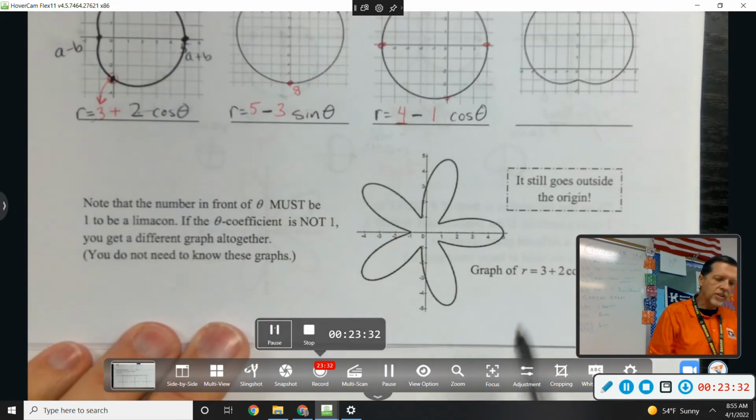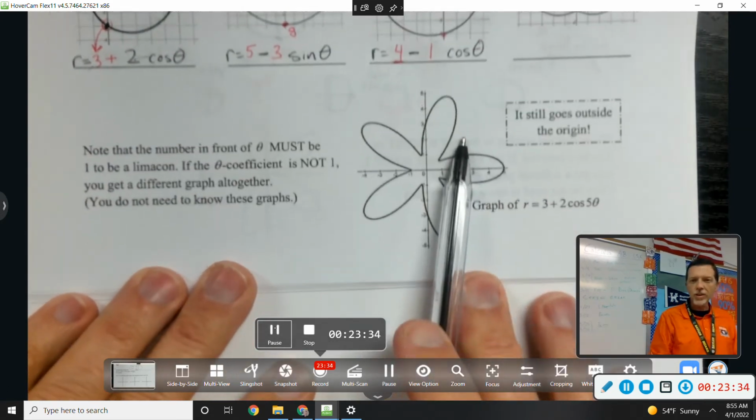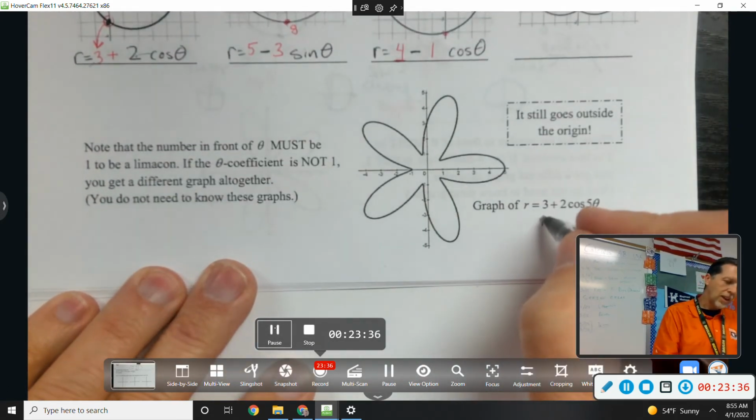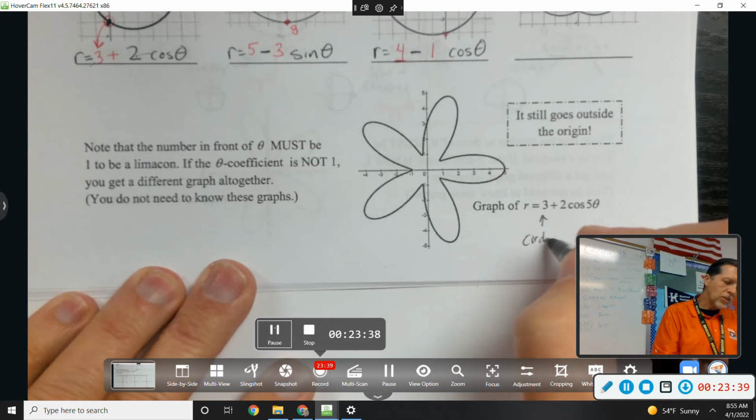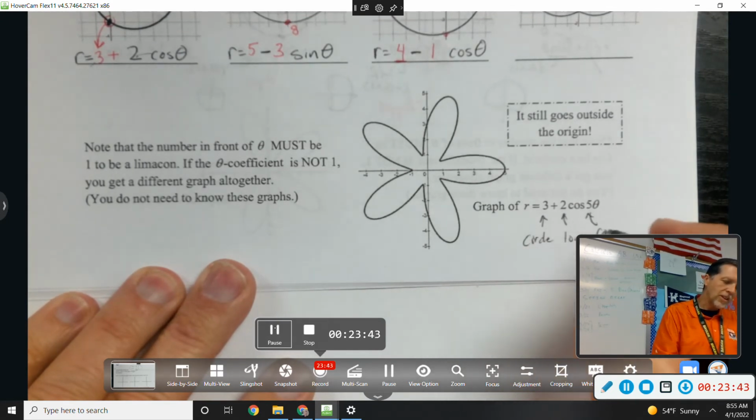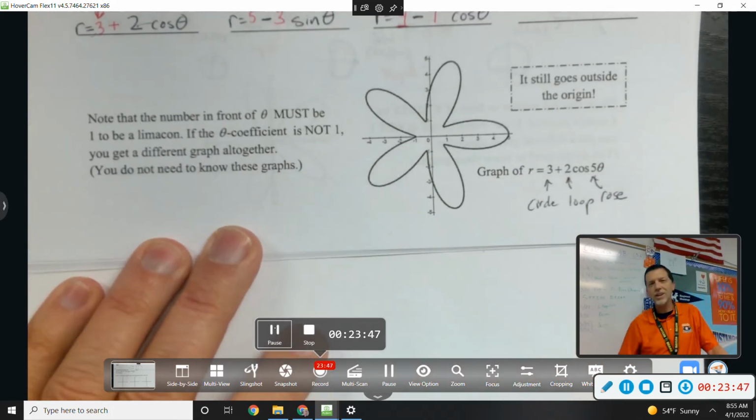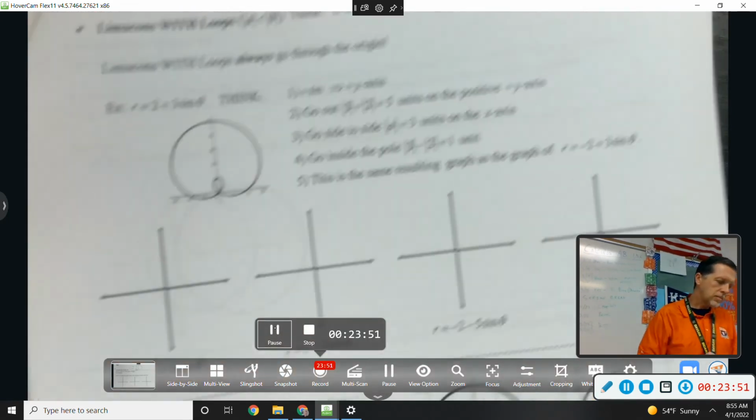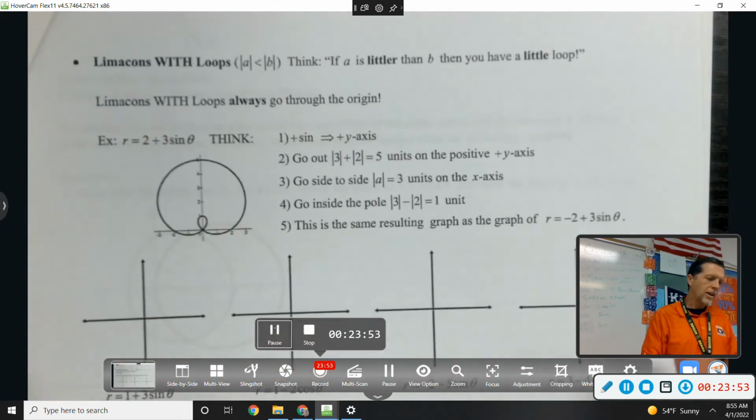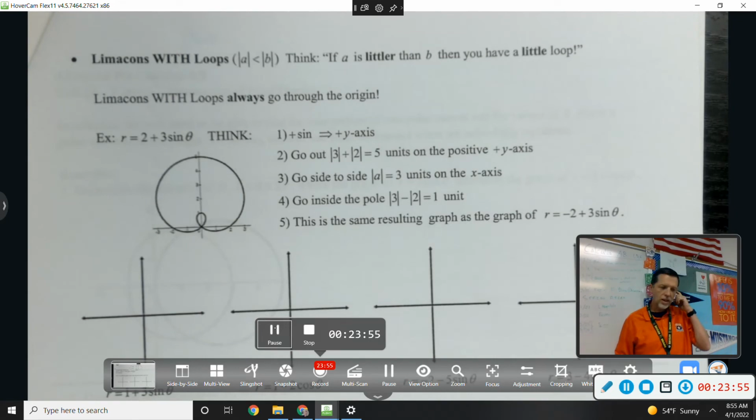Here's another goofy graph that we won't have to do. Right? So it's part circle, it's part loop, but it also has a 5 in there, so that's like a rose. And so it's like a combination of all the things. We're not going to do that kind of graph. That's kind of crazy. All right, limacons with a loop. It's still the same kind of thing.